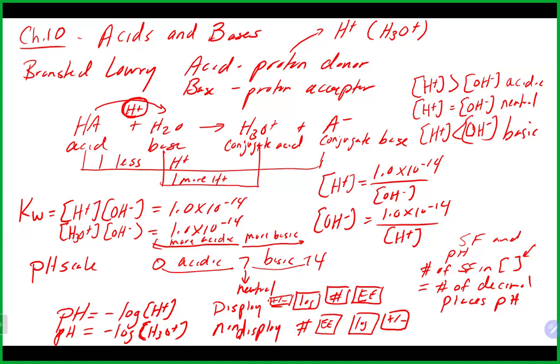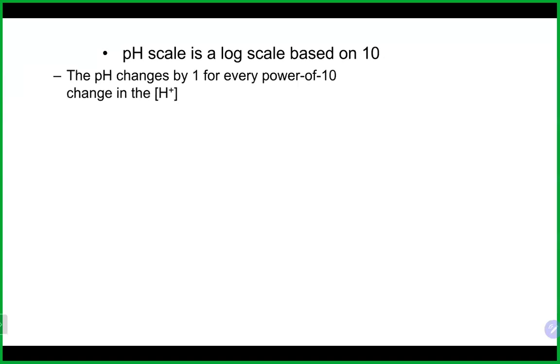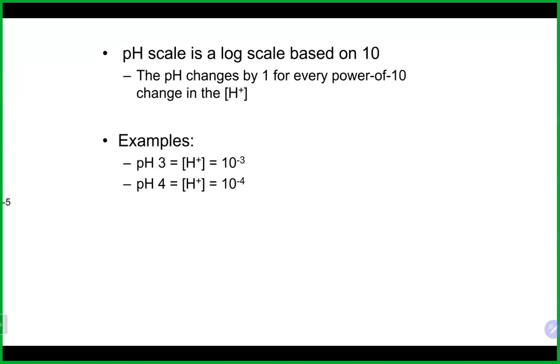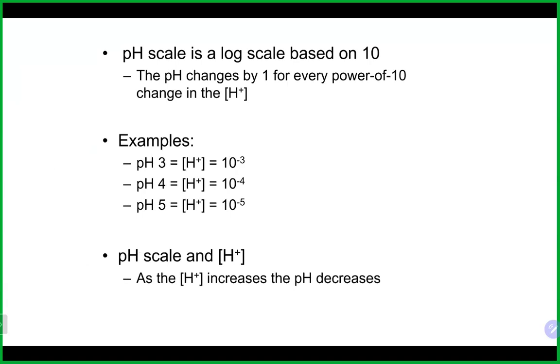All right, so we finished up on an example, I think. So I think this is where we left off. Speaking of the pH scale, it's based on the log 10, and for every power of 10 that it changes, the pH will change by 1. If you have an H plus concentration of 1 times 10 to the whatever, the exponent is actually the pH. So if you had 1 times 10 to the minus 5, the pH would be 5. If you had 1 times 10 to the minus 6, the pH would be 6, and so forth. So for every power of 10 change, the pH will change by 1.